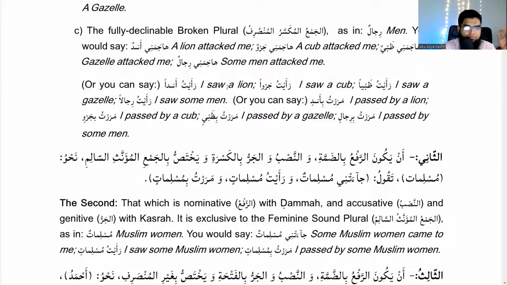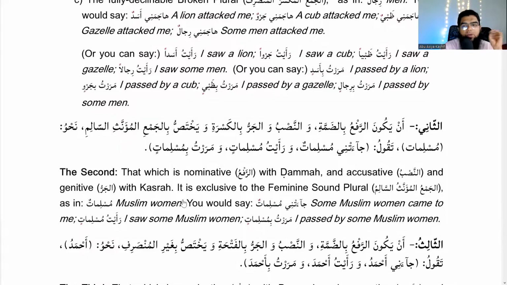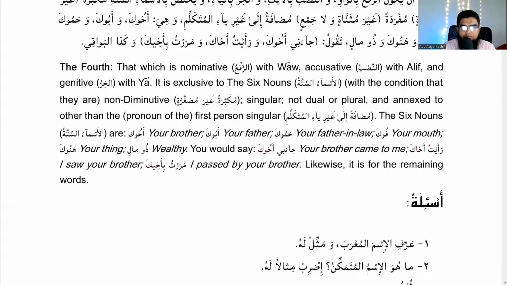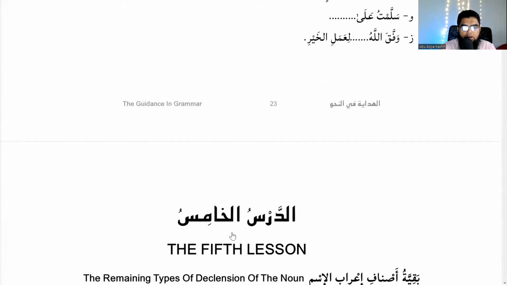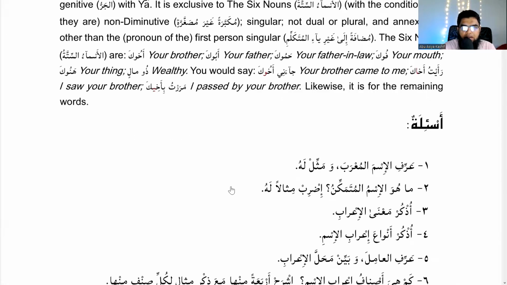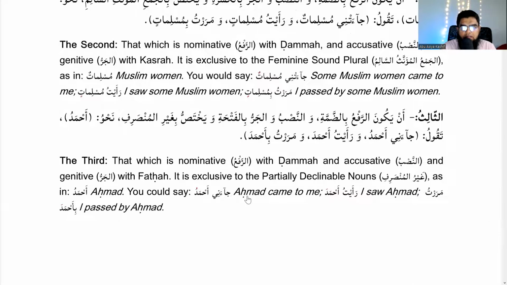The second one. Let me just see how much more is there. Is it a big one? No. He divides into two chapters. Yeah. Okay. The fourth. Yeah. Okay. We are at the end. Second, third and fourth. Let's finish this.